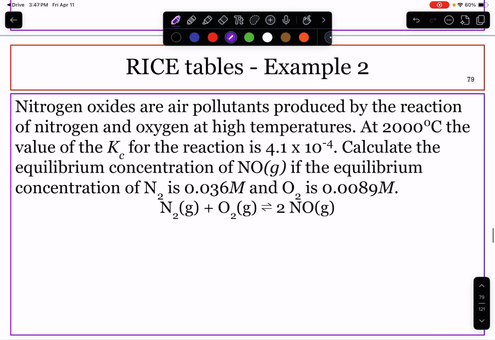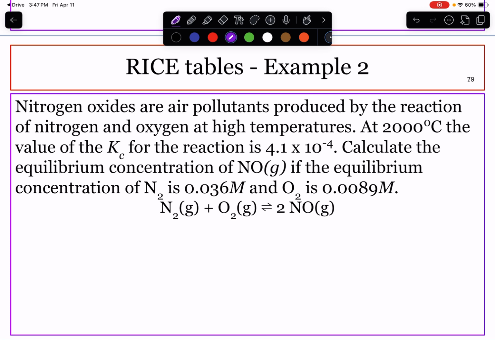Let's try another example. Nitrogen oxides are air pollutants produced by the reaction of nitrogen and oxygen at high temperatures. At 2000 degrees Celsius, the value of the K for the reaction is 4.1 times 10 to the -4. Calculate the equilibrium concentration of NO if the equilibrium concentration of nitrogen is this and oxygen is this.